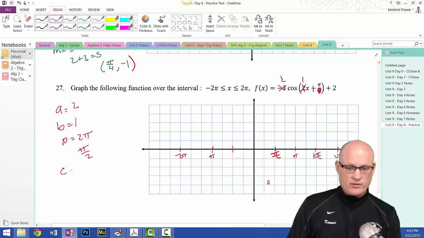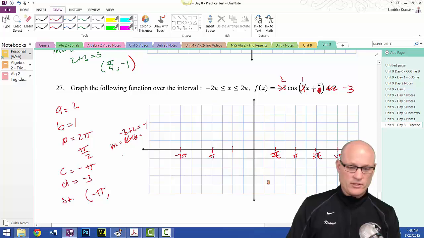Our C value is negative pi. Our D value is, let's do positive 2. Let's do minus 3. My starting point is negative pi. Oh, and I didn't do max or min. Max is going to be 2 minus 3, which is, no, 2 plus, what am I doing? Negative 3 plus 2, which is negative 1. And that's the max. And the minimum is going to be negative 3 minus 2, which is negative 5.